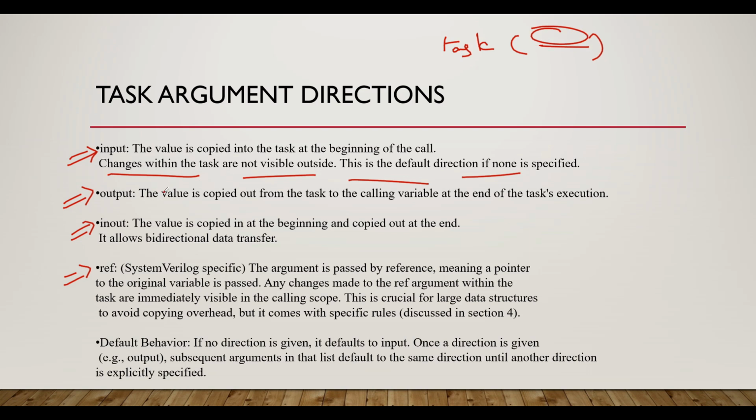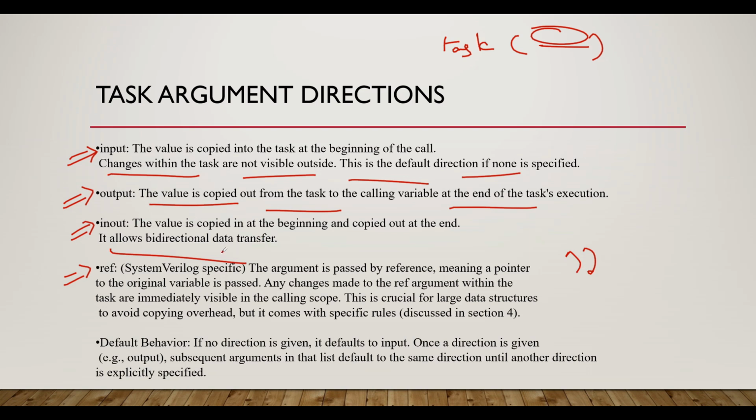Now the output. Here the value is copied out from the task to the calling variable at the end of the task execution. So here the value is copied from the task and you get it at the end of the execution. Now inout. It allows bidirectional data transfer, like you are sending something and you are getting something back. So this is how inout works.